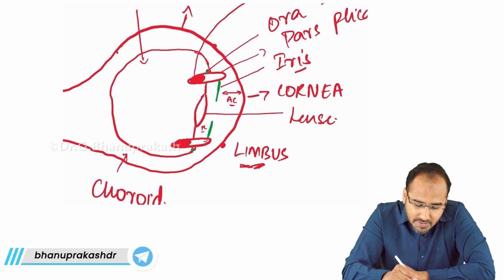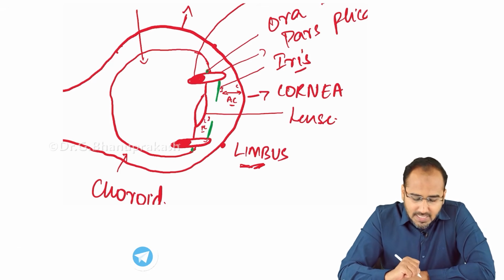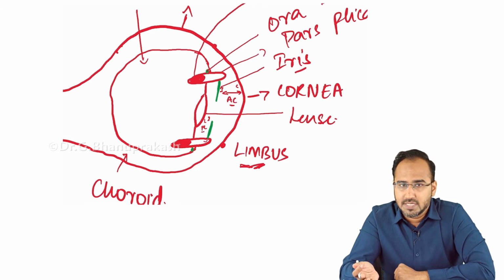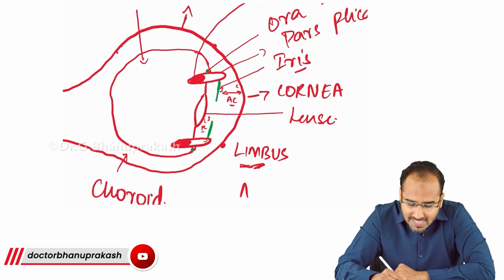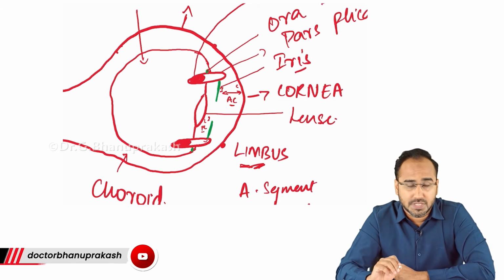What does anterior chamber mean? It is the space between the cornea and iris. What does posterior chamber mean? It is the space between iris and lens. If we divide the eye into two halves, one half will be called the anterior segment, the other half the posterior segment. Now guys, don't get confused.